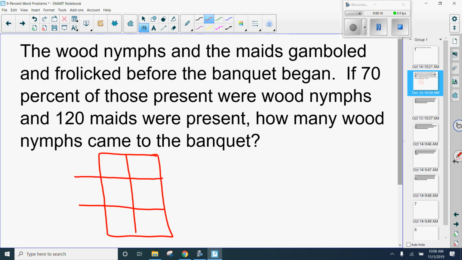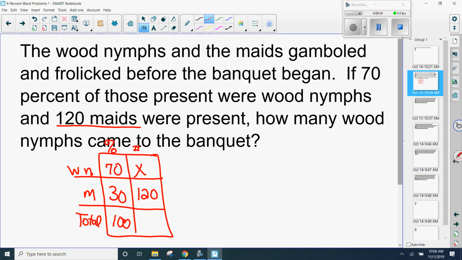Here is your percent column, and this is going to be the number. So who do we have present? Wood nymphs and maids. So then we have a total here, right? So what do we know? The total is going to be 100% present. 70% of those were wood nymphs, 30% are maids. And then they tell you that you have 120 maids. So how many wood nymphs came to the banquet?